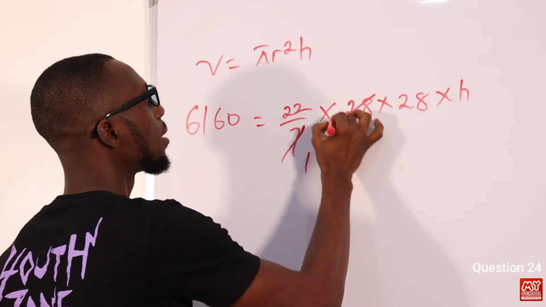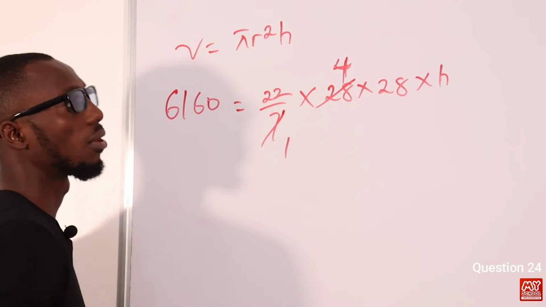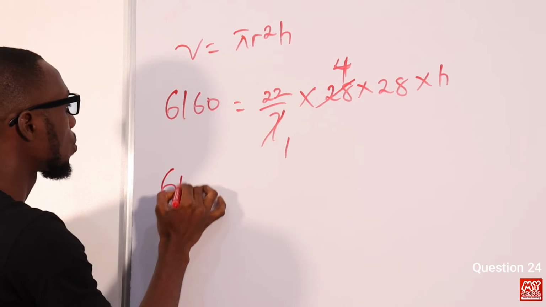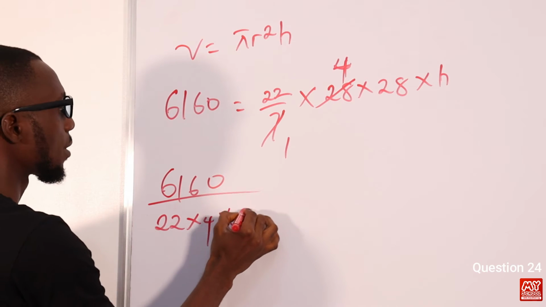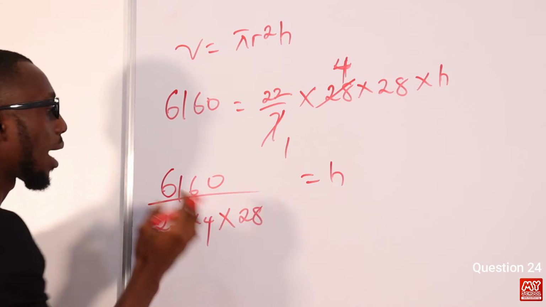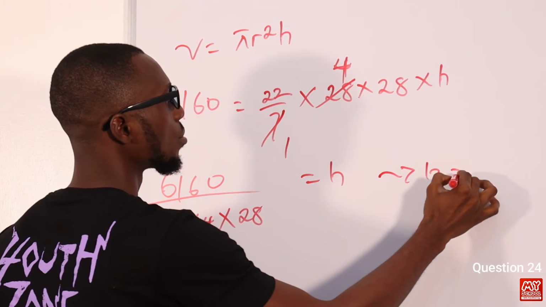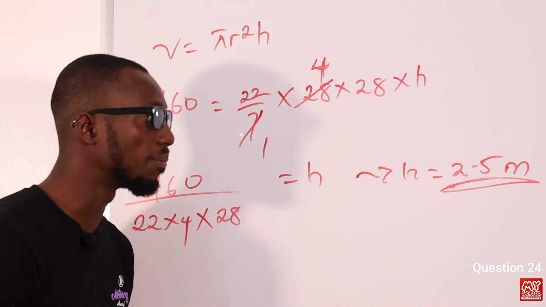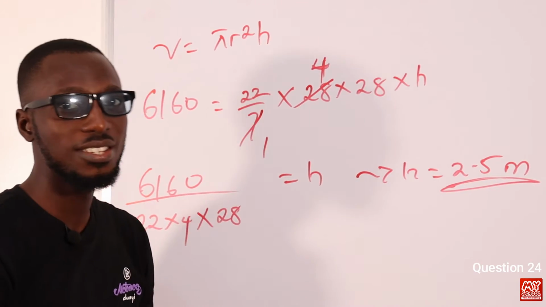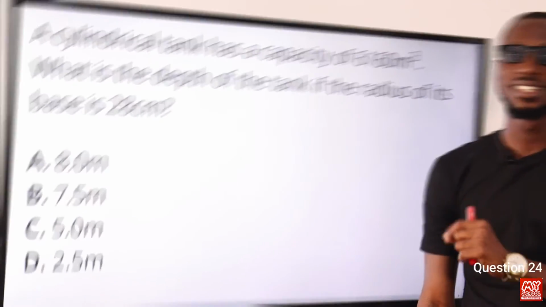All right, so 7 year 1, 7 year 4. So basically if we are looking for h, we divide both sides by all of these values, right? So that will be 6160 over 22 times 4 times 28 equals h. When we carry out the division, what we should have roughly, okay, is 2.5. Remember, height or the depth is measured in meters. So let's go back to the screen to select the correct option. So look through the options provided and you will find the correct option in option D. So option D is very correct.